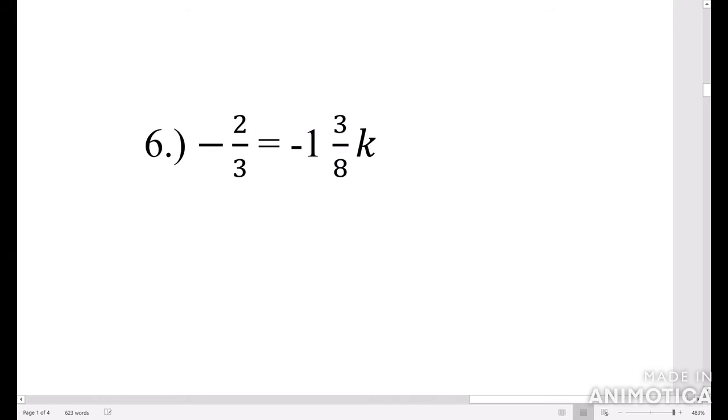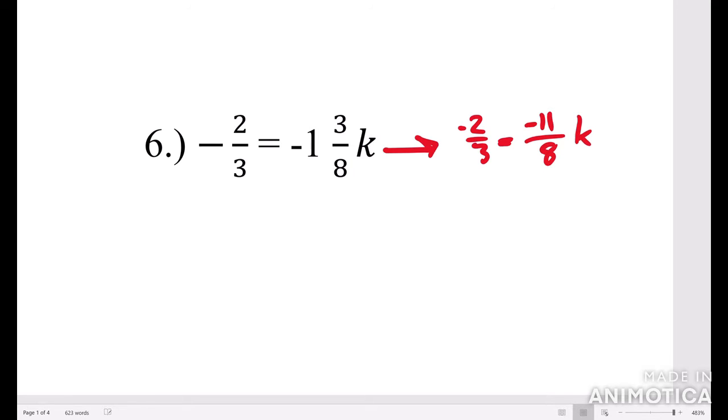Alright, and this last one, I have negative 2/3 is equal to negative 1 3/8 k. The first thing I'm going to do is rewrite this. I don't like dealing with a mixed number here in front of k. I'm going to convert that into an improper fraction. To do that, I multiply 1 times 8, gives me 8, and then I add that to the 3, that gives me 11. So this is going to be negative 11/8. So I'm just going to rewrite this. Negative 2/3 equals negative 11 over 8 times k.